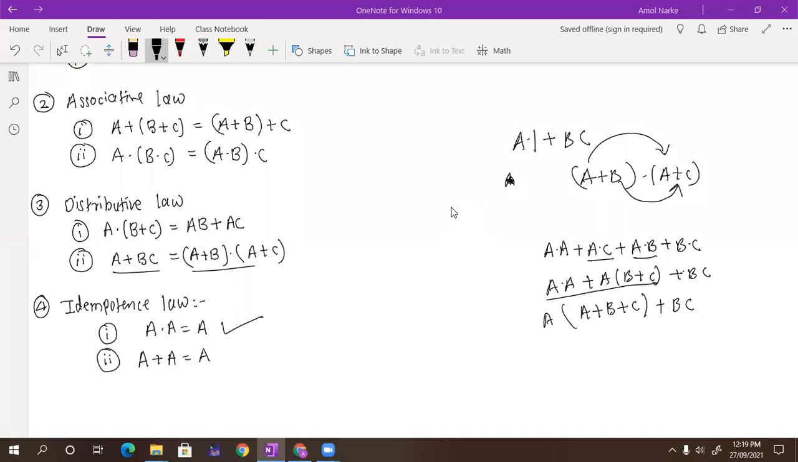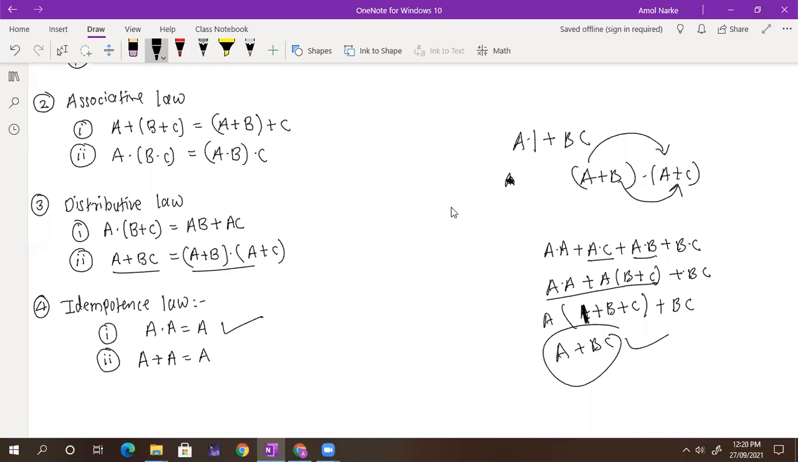Sir, instead of A, we can write 1. Like A dot 1 is equal to 1. In the bracket, which is A plus B plus C, instead of A we can write 1. Anything ORed with 1 will always give 1, right? So it will be A dot 1 plus BC, so it will be A plus BC. Hence proved. Very good.